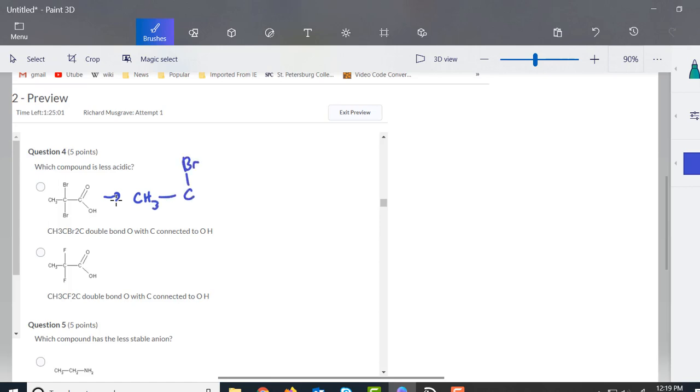So what we need to do here is remove the hydrogen from the more electronegative atom, which is going to be the oxygen and not the carbon. So that's going to leave us with an O- here and H+. Now we know it's H+ because we're talking about acidity here. So I'll do the same thing on this one as well.